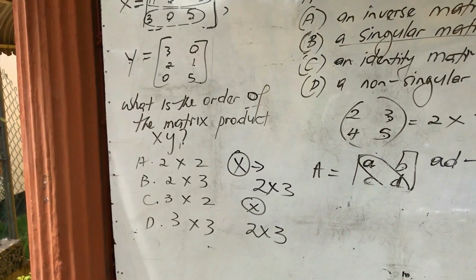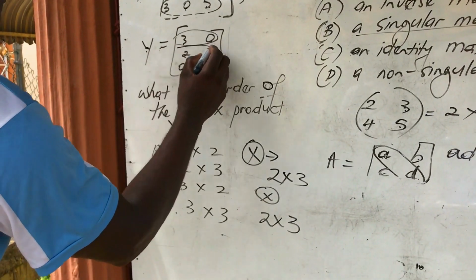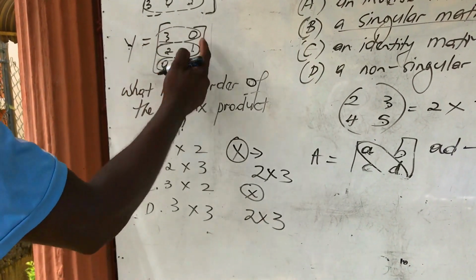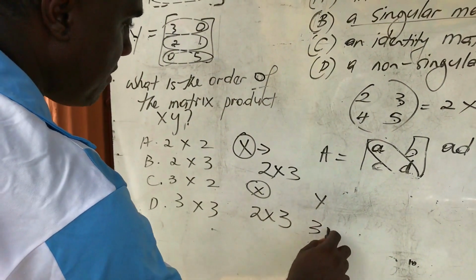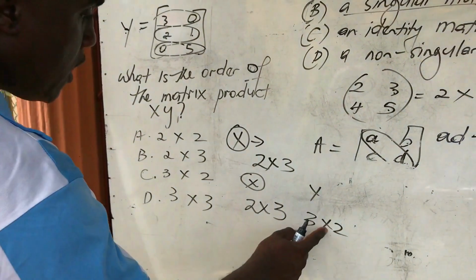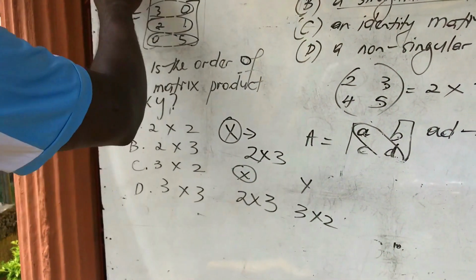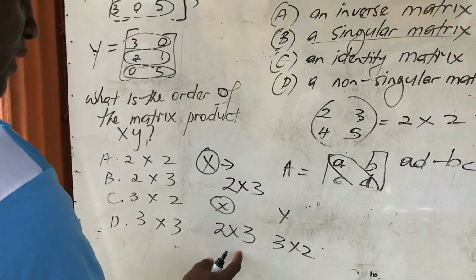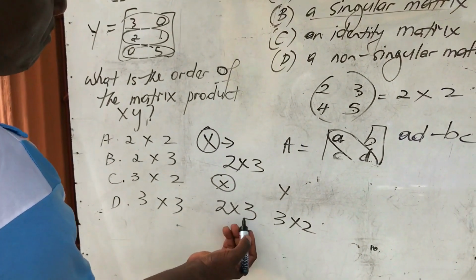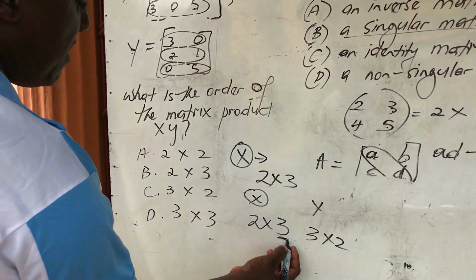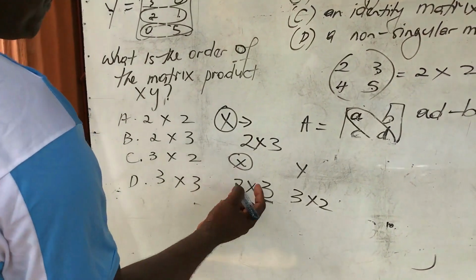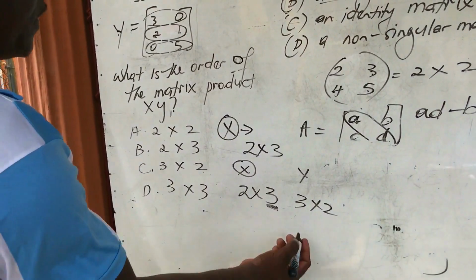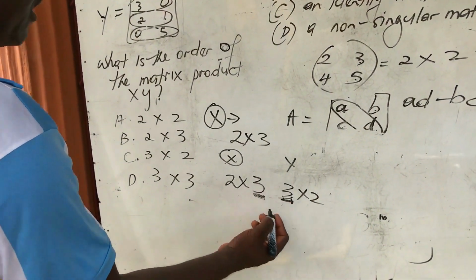Now let us look at matrix Y. There are 1, 2, 3 rows. And how many columns? 1, 2. So matrix Y is a 3 by 2 matrix. Now, in order for two matrices to be multiplied, they must be compatible. When we say compatible, what we mean is that the number of columns in the first matrix, which is X, is 3, and the number of rows in the second matrix is 3.